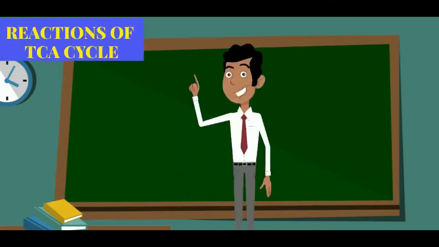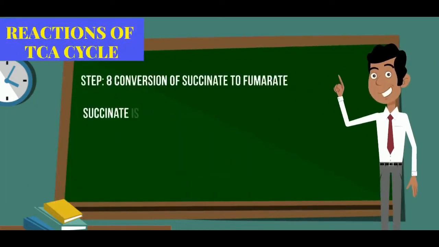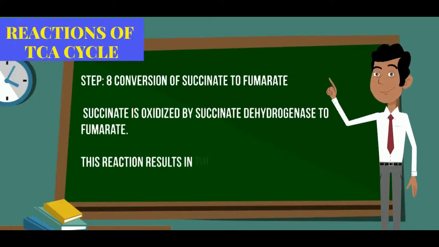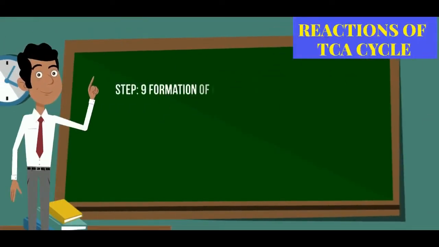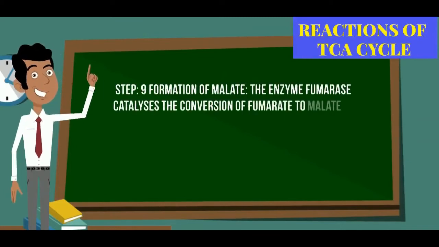Step 8: Conversion of succinate to fumarate. Succinate is oxidized by succinate dehydrogenase to fumarate. This reaction results in the production of FADH2. Step 9: Formation of malate. The enzyme fumarase catalyzes the conversion of fumarate to malate with the addition of H2O.